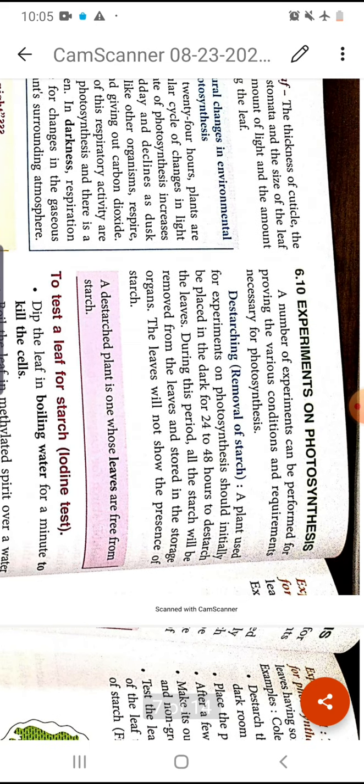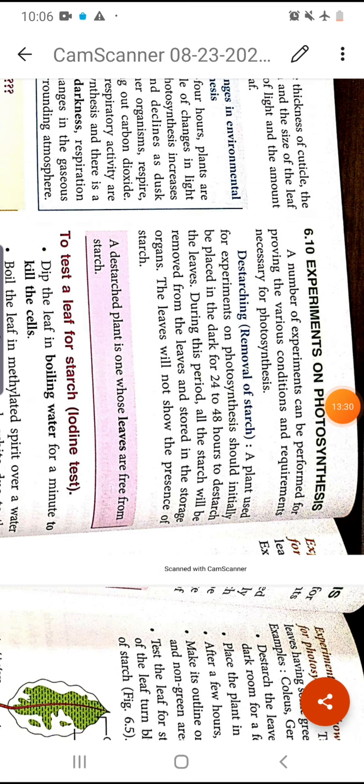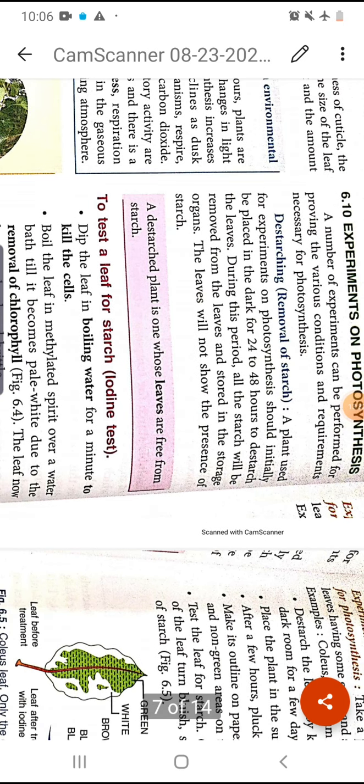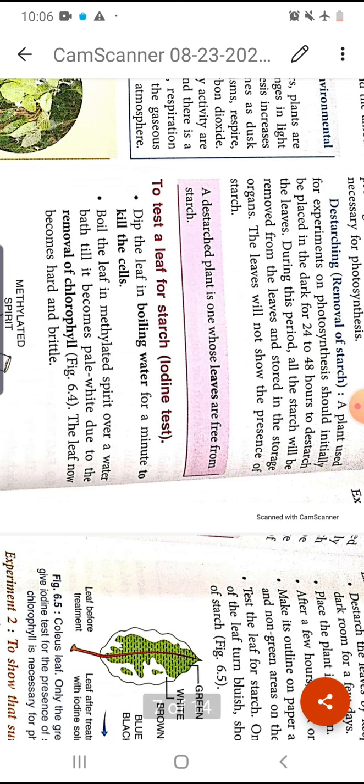Now the experiments on photosynthesis. The first experiment is for destarching, or the removal of starch from the leaf. We have to take one well potted, fresh plant and keep it in dark for 24 to 48 hours to destarch the leaf. During this period, as it is in the dark, all the starch will be removed from the leaves and stored in the storage organ. So the leaves will not show the presence of starch.